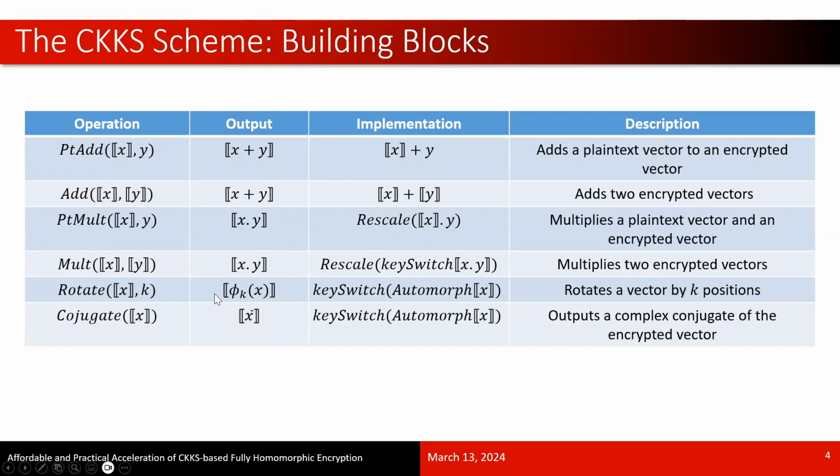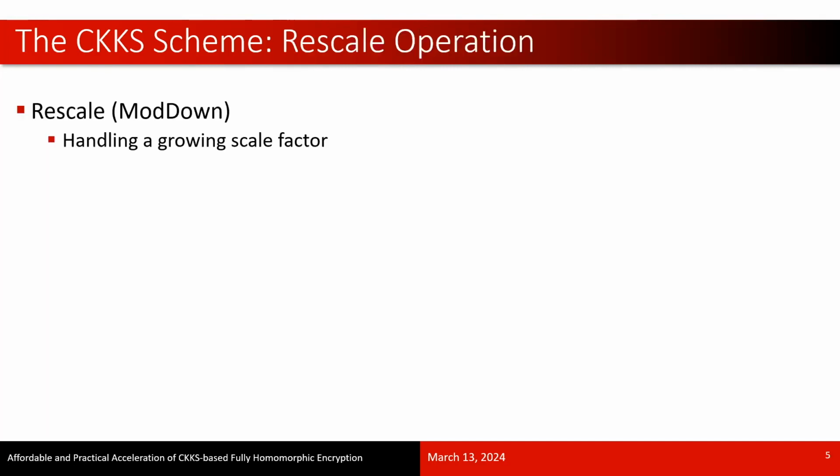Then we have rotate, which rotates the slots within the ciphertext by a given index k. And finally, conjugate, which is also a special form of rotate operation. And as you can see here, both rotate and conjugate also need to perform the expensive key switch operation. So I'll talk a bit more about rescale and key switch operations in the following slides, just to give you a high level idea of how these operations work.